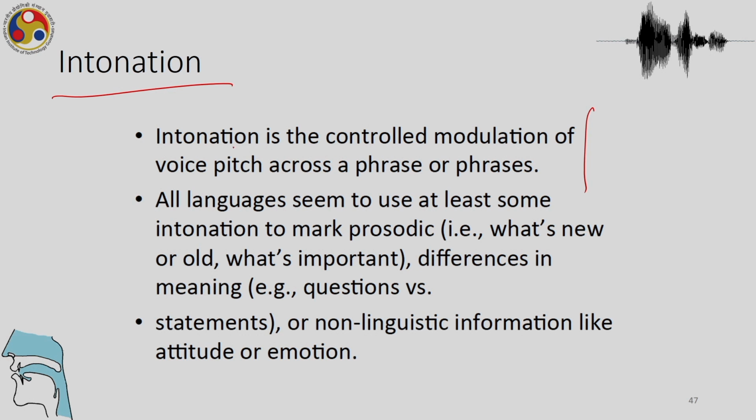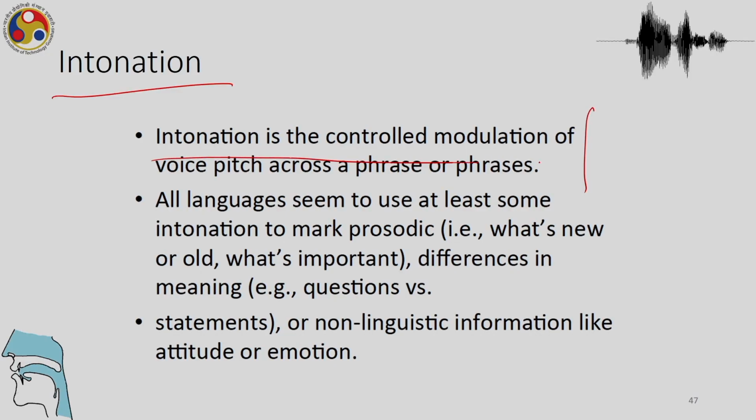Now we understood after looking at those models that actually there's a lot of control there. When the changes happen, the changes do not happen in a random way. We saw how, in "Alan's in Cambridge studying botany," speakers control the parts which will receive prominence. So that is why we call intonation a controlled modulation of pitch across a phrase or phrases.